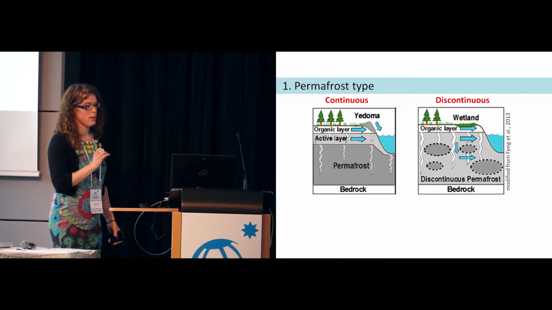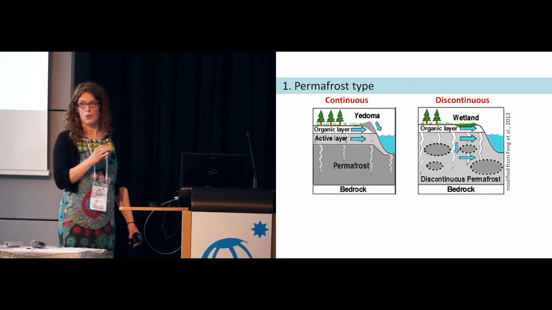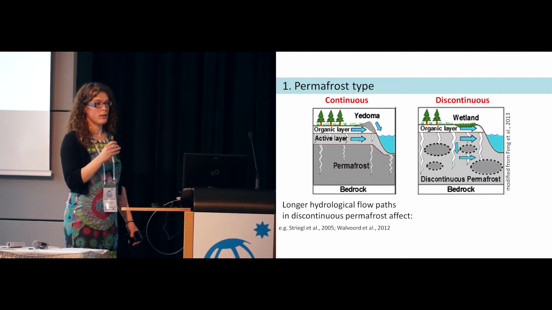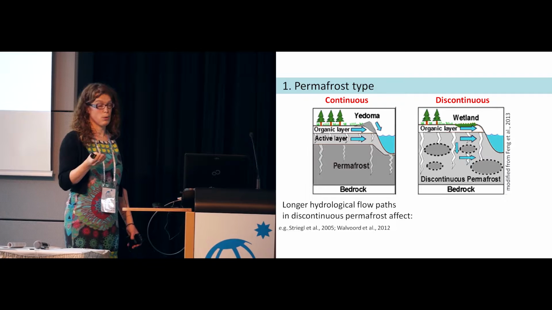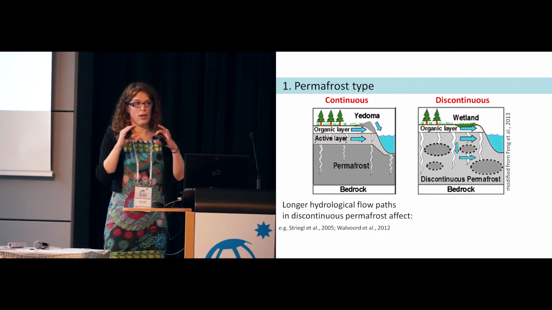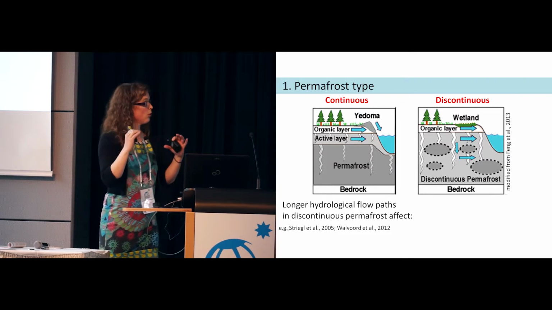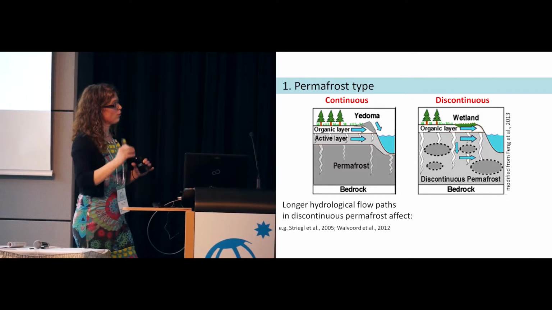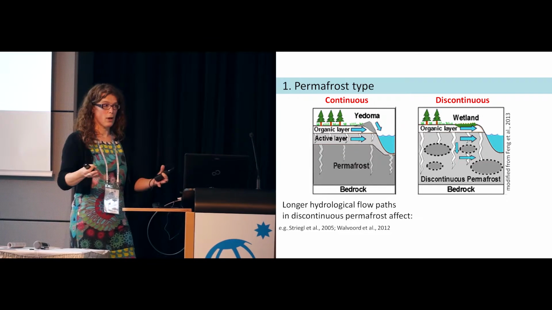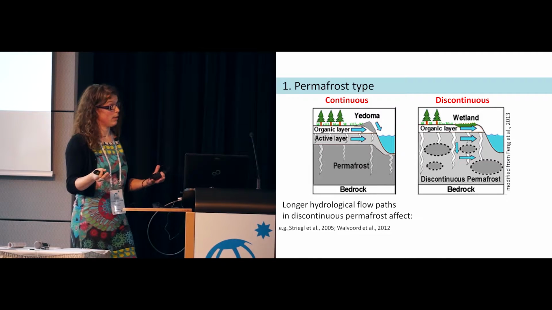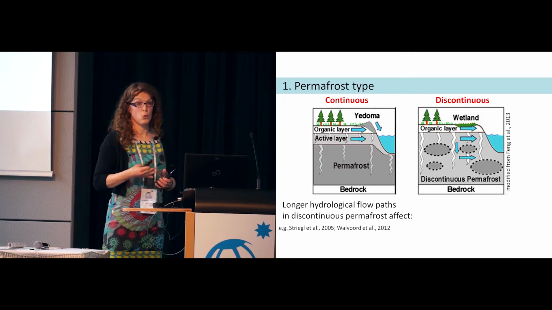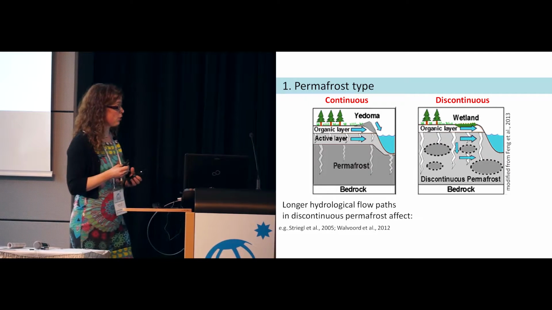So here you see a schematic of continuous and discontinuous permafrost. And if you focus on the blue arrows, you see that the hydrological flow paths in continuous permafrost are mostly constrained to the top layers, so the active layer and maybe some soil and vegetation overland flow. While in a discontinuous permafrost region, you have deeper flow paths because more of the ground can be accessed. So there's also more interaction with the soil in discontinuous permafrost regions.